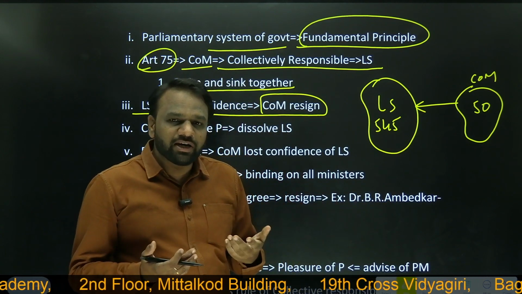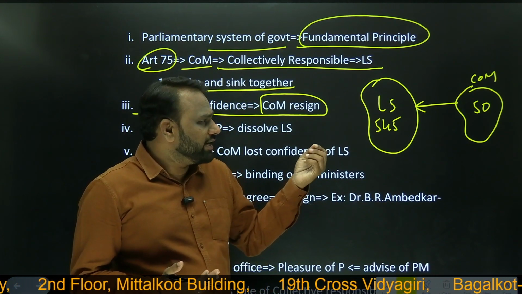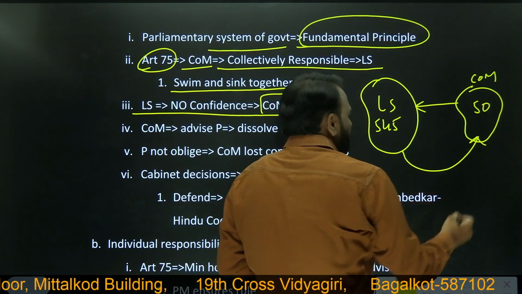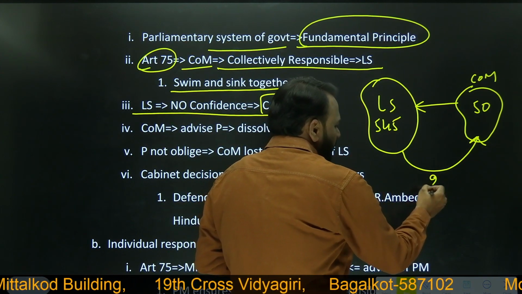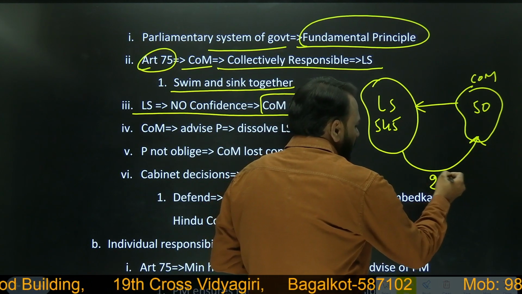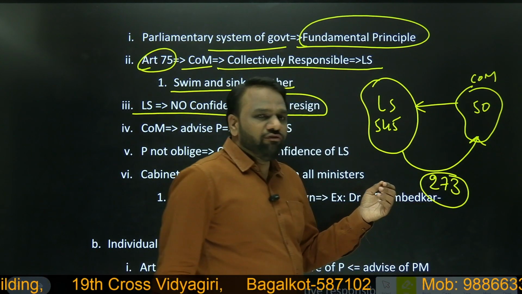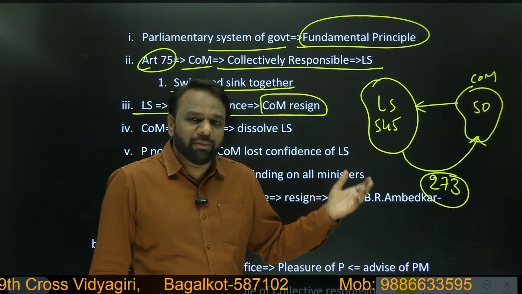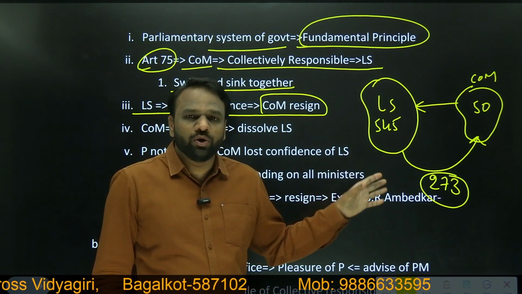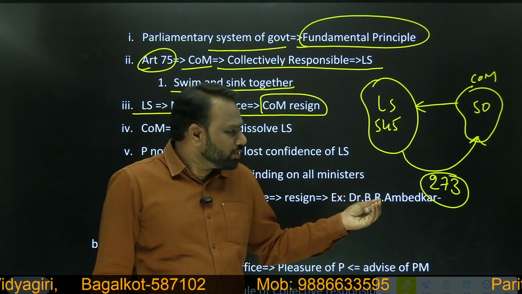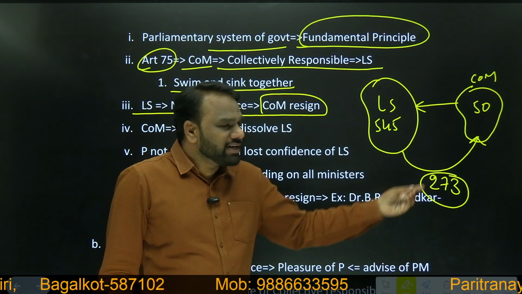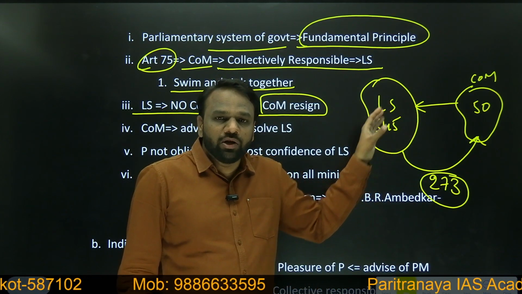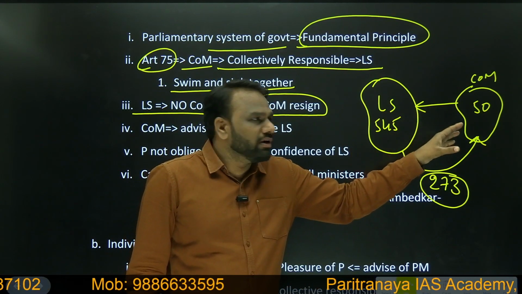So what do we understand by this term confidence? We say that Council of Ministers enjoy the confidence of Lok Sabha means they have the support of 273 or more members. If Council of Ministers enjoy the support of more than 273 members of Lok Sabha, then there is no problem. But if less than 273 members of Lok Sabha support the Council of Ministers, then it will cause a problem. It means Lok Sabha does not have confidence in the ministers.